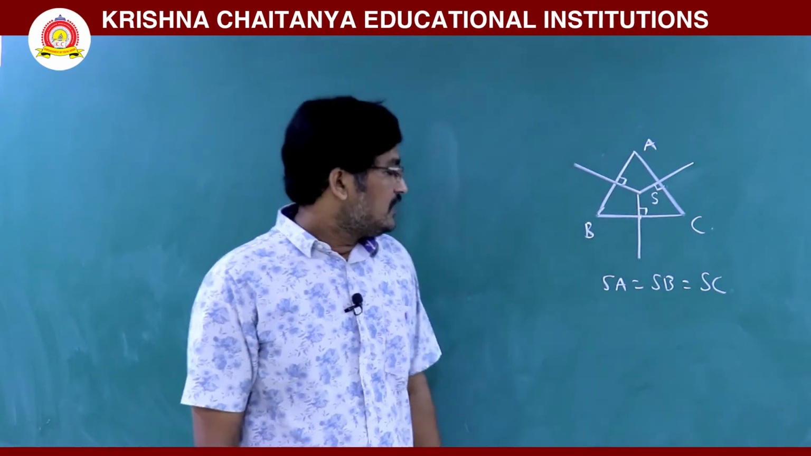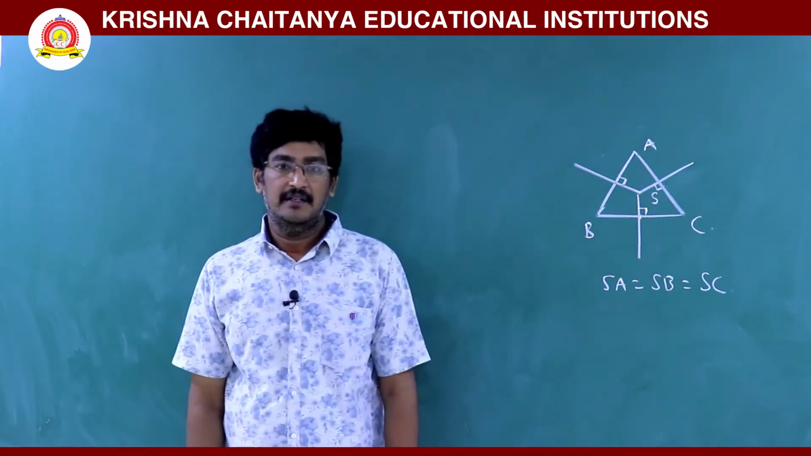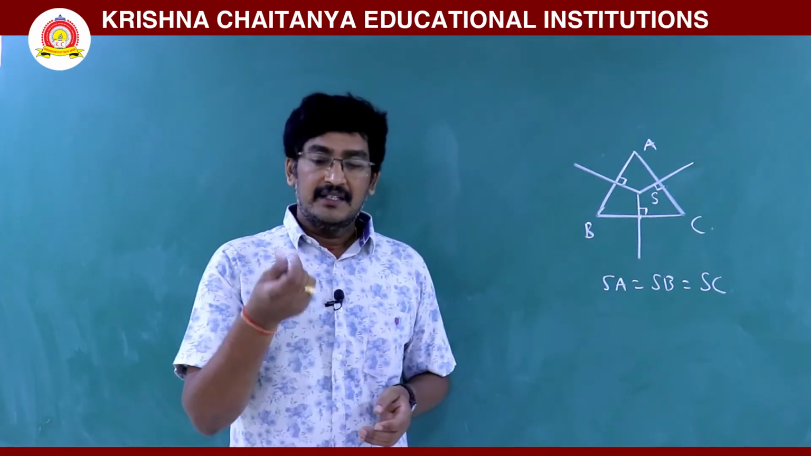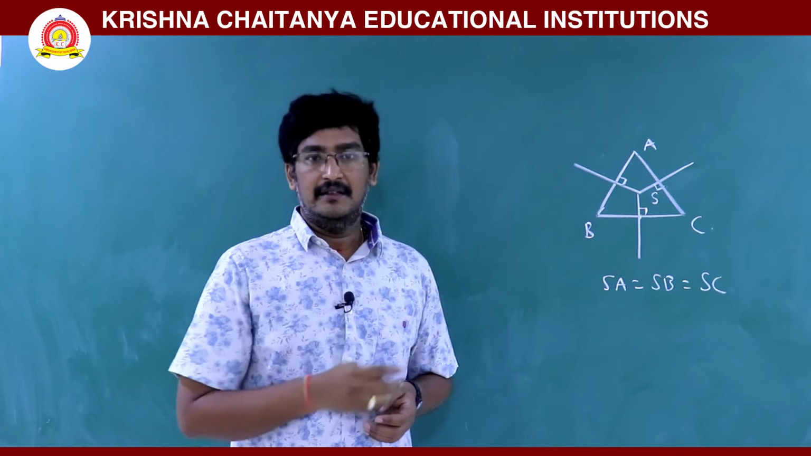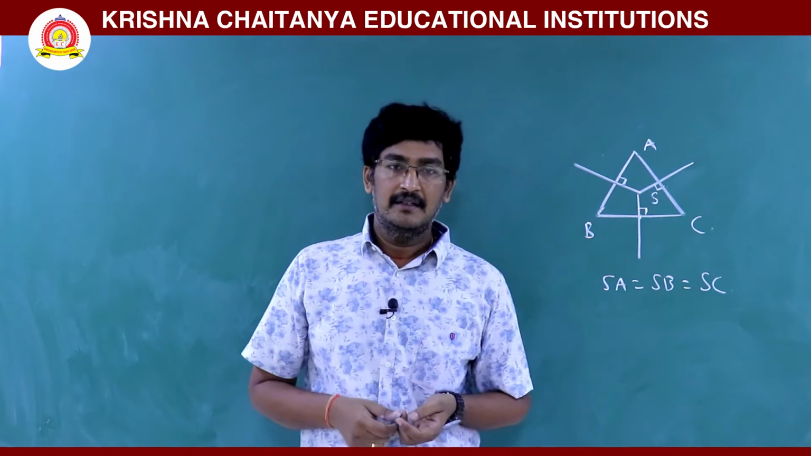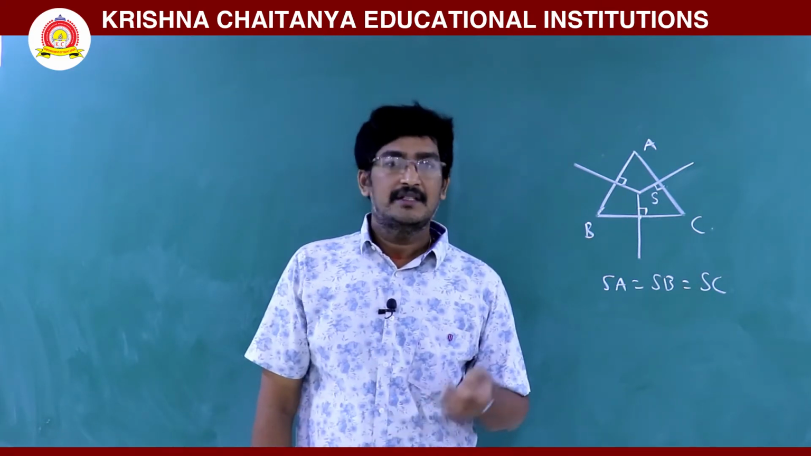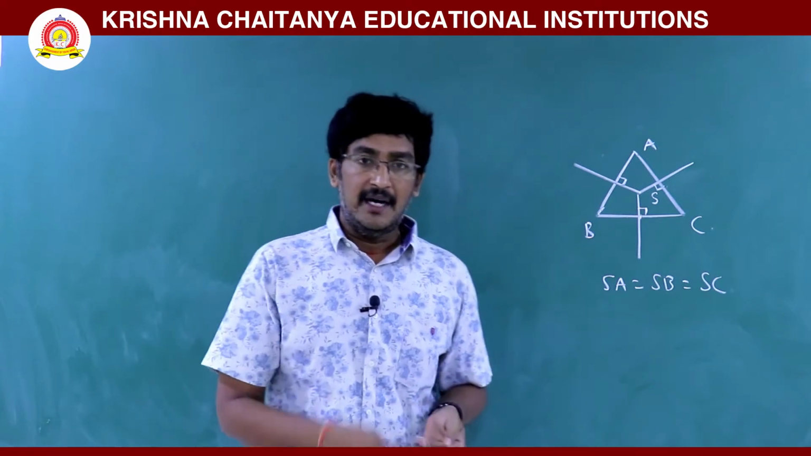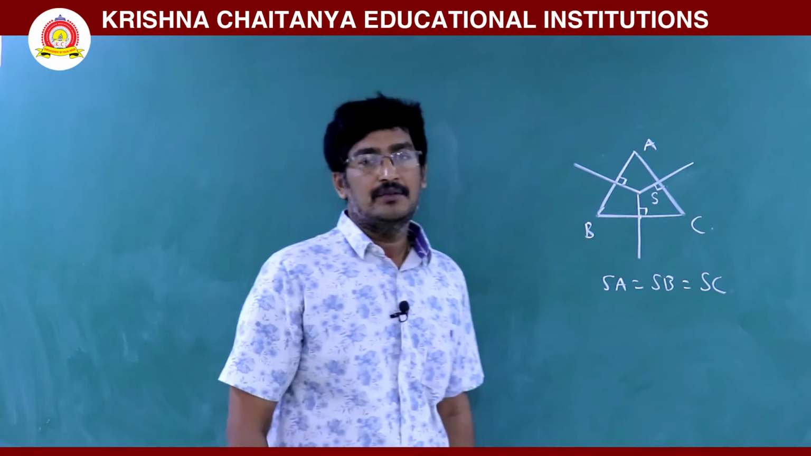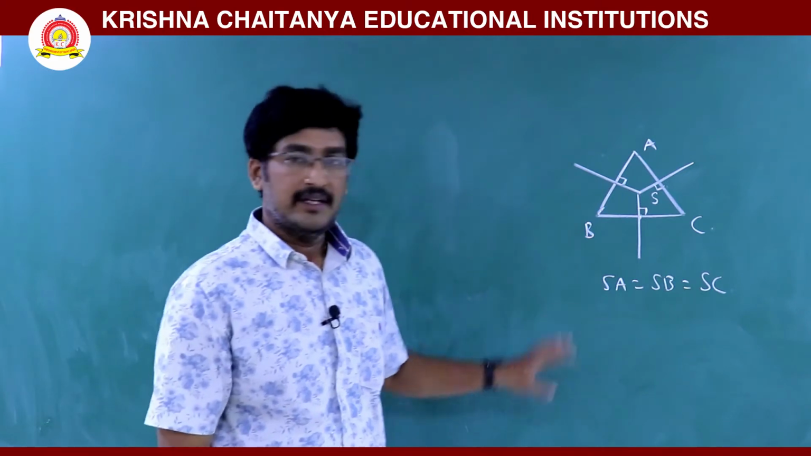Okay? Also, we learned the location of the circumcenter in the triangle. Suppose you take an acute angle triangle, the circumcenter is located inside the triangle. Suppose you consider the right angle triangle, the circumcenter is the midpoint of the hypotenuse. Suppose we consider the obtuse angle triangle, then the circumcenter is located outside the triangle. Okay? Let me add two or three basics to these points today.